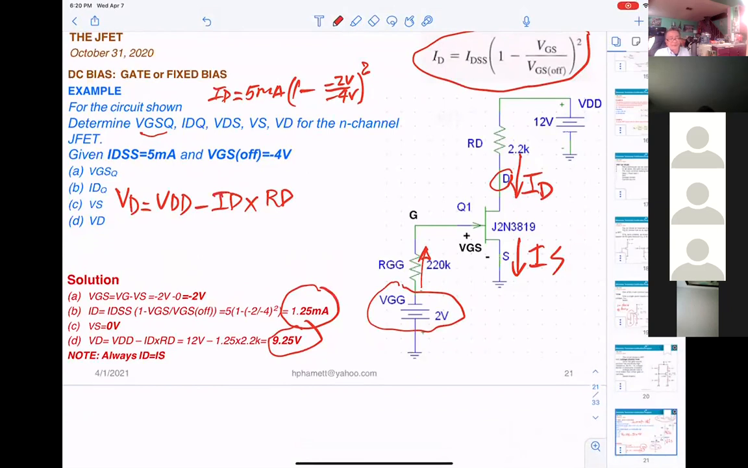When you're working with the JFET, they're telling you all the time, ID and IS will be the same. That's almost similar to the bipolar where IE and IC are almost the same. They differ in the bipolar. However, with the JFET, they give it to you for sure. If you want to do the calculation, then ID must be IS, the same thing.